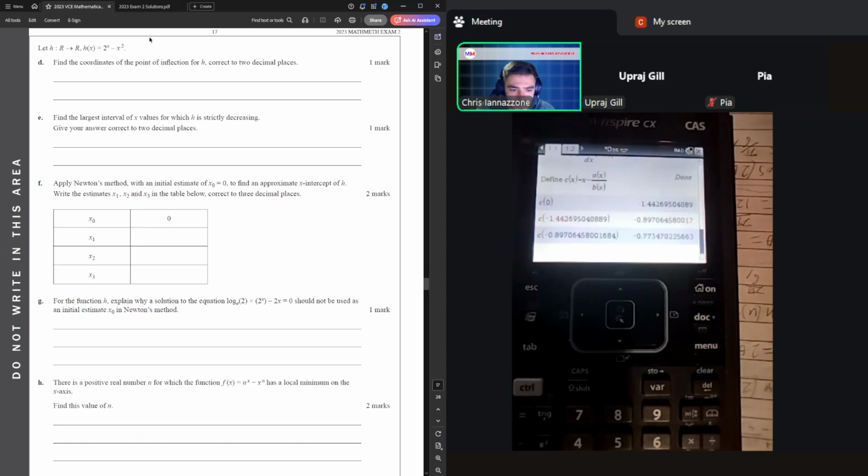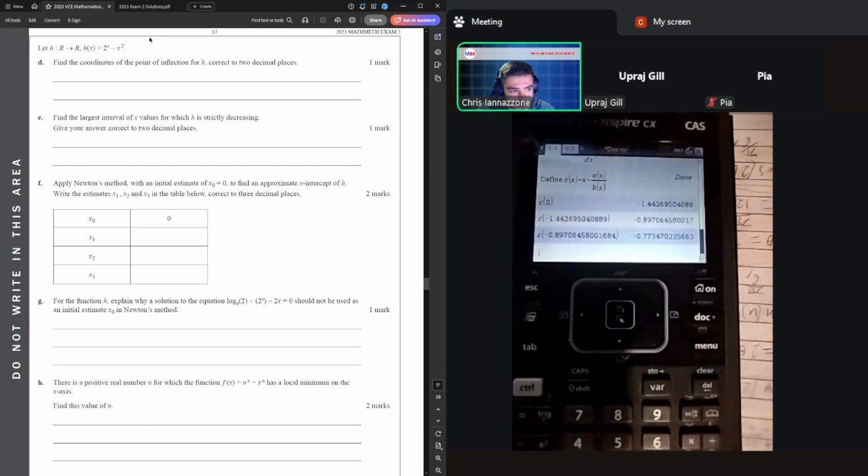That's how that one works. Is that all fair enough? Yeah, at least as far as filling out that table.